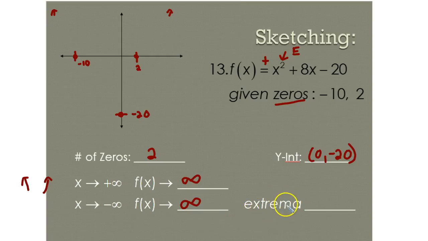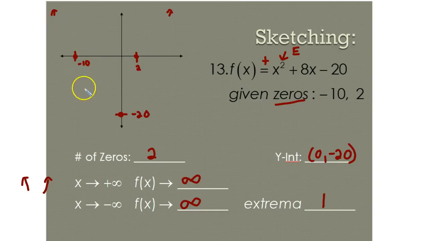I also have this thing called extrema. Remember, extrema is the degree minus 1, and it's the number of turns in the graph. So there's going to be one extrema in this graph. We changed the colors here. I know that I have a quadratic. I know that it starts up, it comes down, and it goes back up.